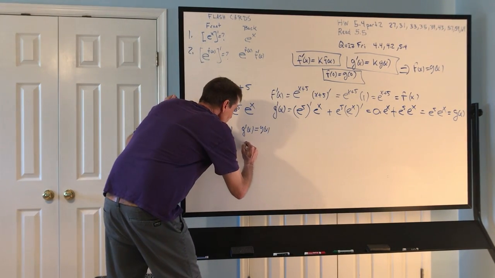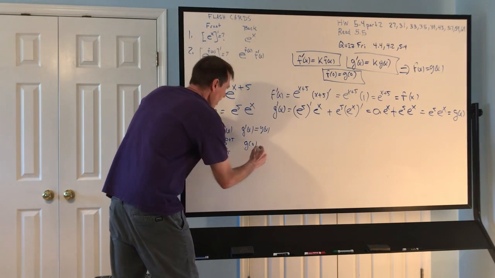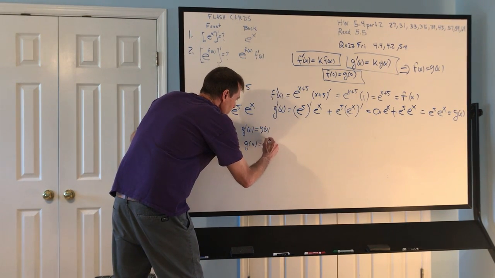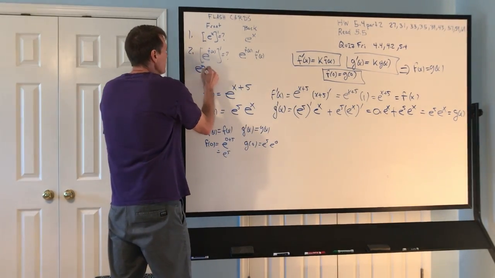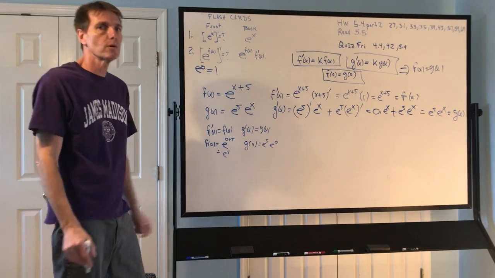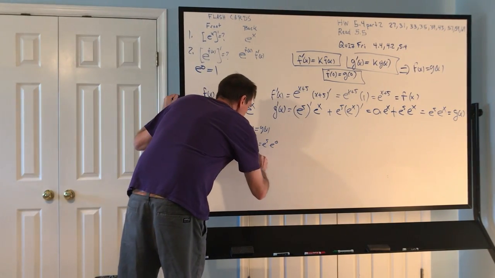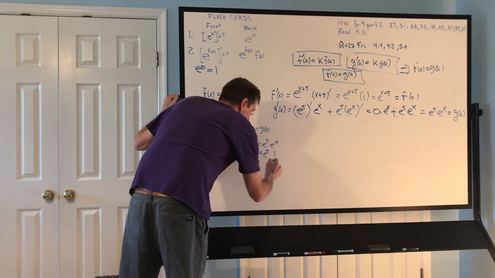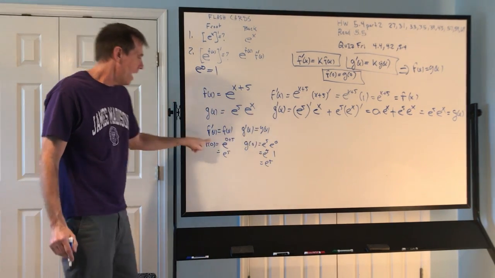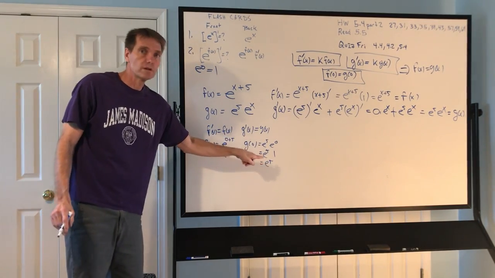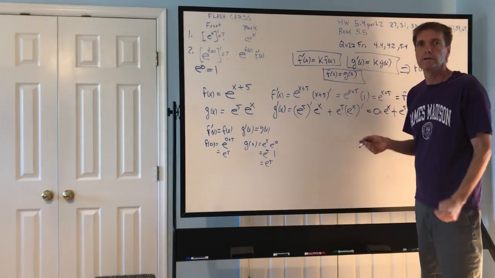And g of 0, let's put a 0 in. Wherever I see an x, I'm going to put a 0, is equal to e to the 5 times e to the 0. But remember last time, we had that e to the 0 was 1. That was one of our results from last time. e to the 0 is 1. So this is equal to e to the 5 times 1, which is equal to e to the 5. So f of 0 is e to the 5, g of 0 is equal to e to the 5, and they both match.